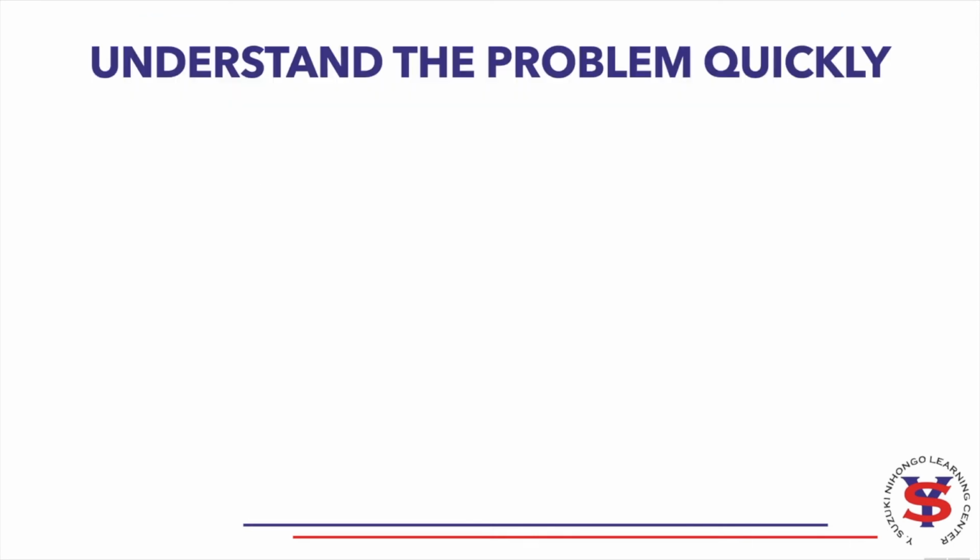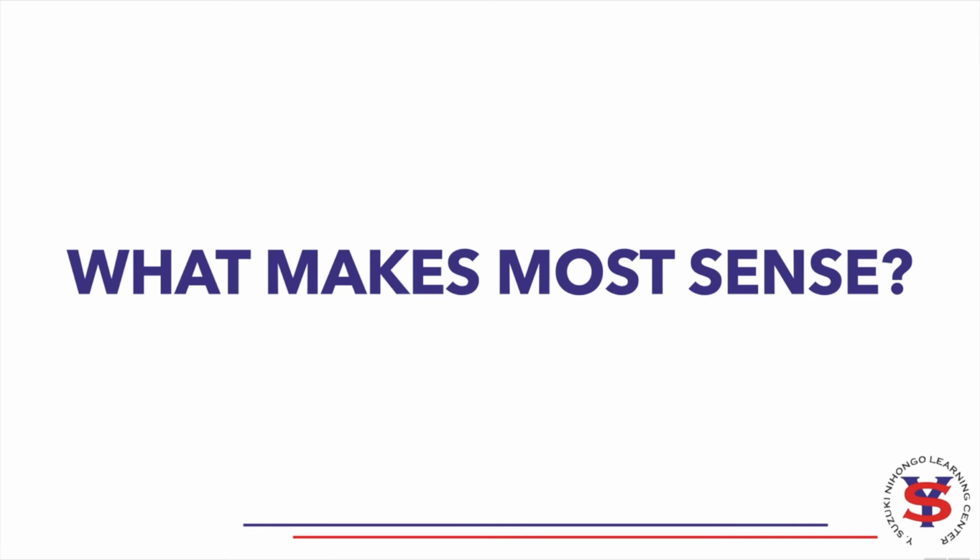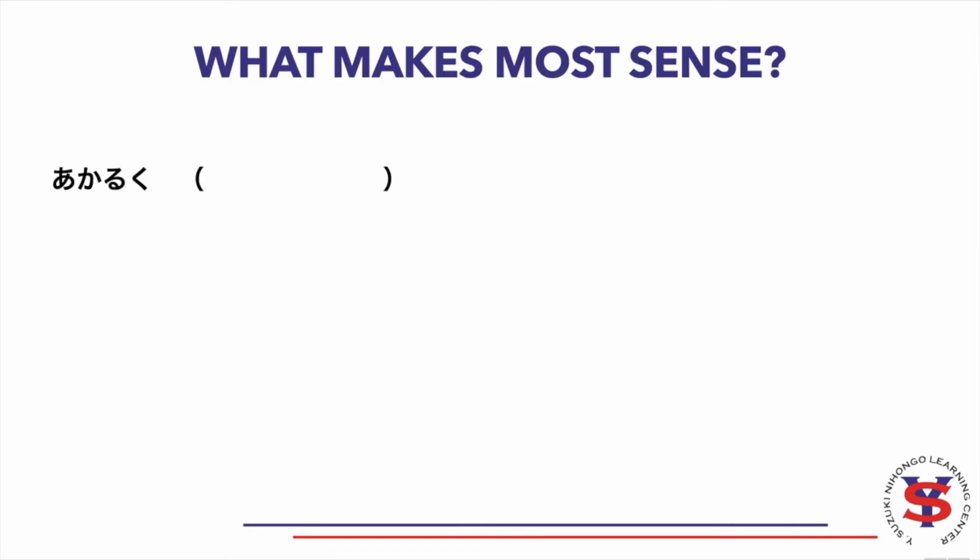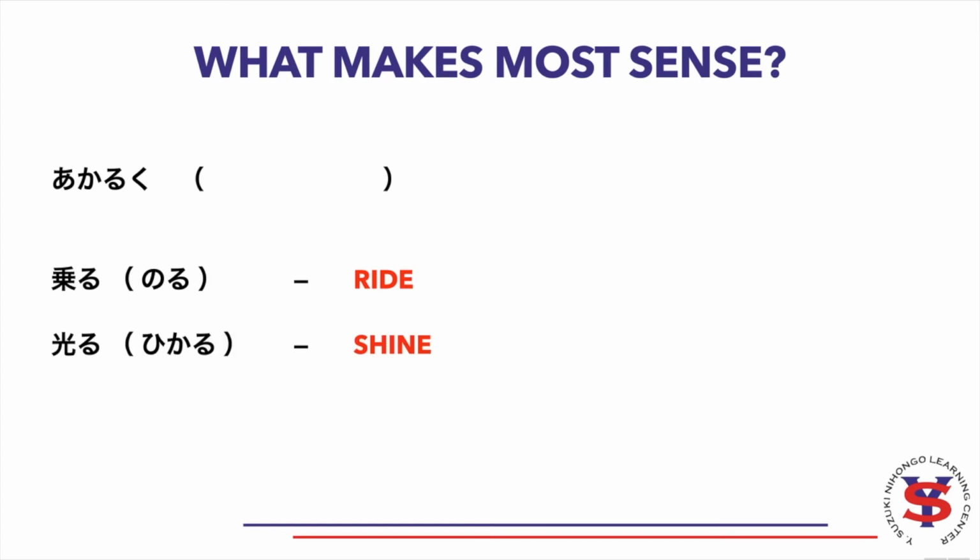Now, we just did number 1. We've understood what we're looking for. We're looking for something that is brightly X. And now we have to find the right word. And now we come to number 2. What word makes the most sense? Is it akaruku noru, ride brightly, akaruku hikaru, shine brightly, or akaruku toru, pass by brightly?